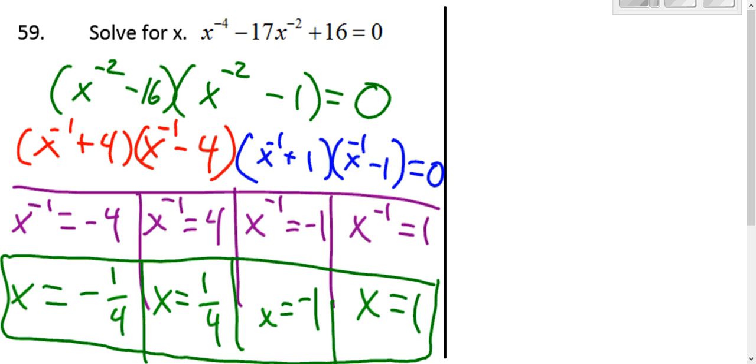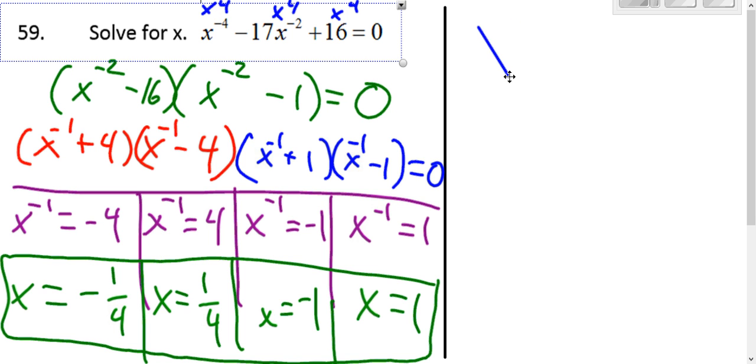The other way you could solve it is you can multiply everything by x to the 4th, which changes the look of this problem a whole lot. And then you just factor it like normal. So you multiply by x to the 4th. So multiply all those by x to the 4th. We end up getting just a regular 1 in front, because the x to the 4th and negative 4th cancel out.